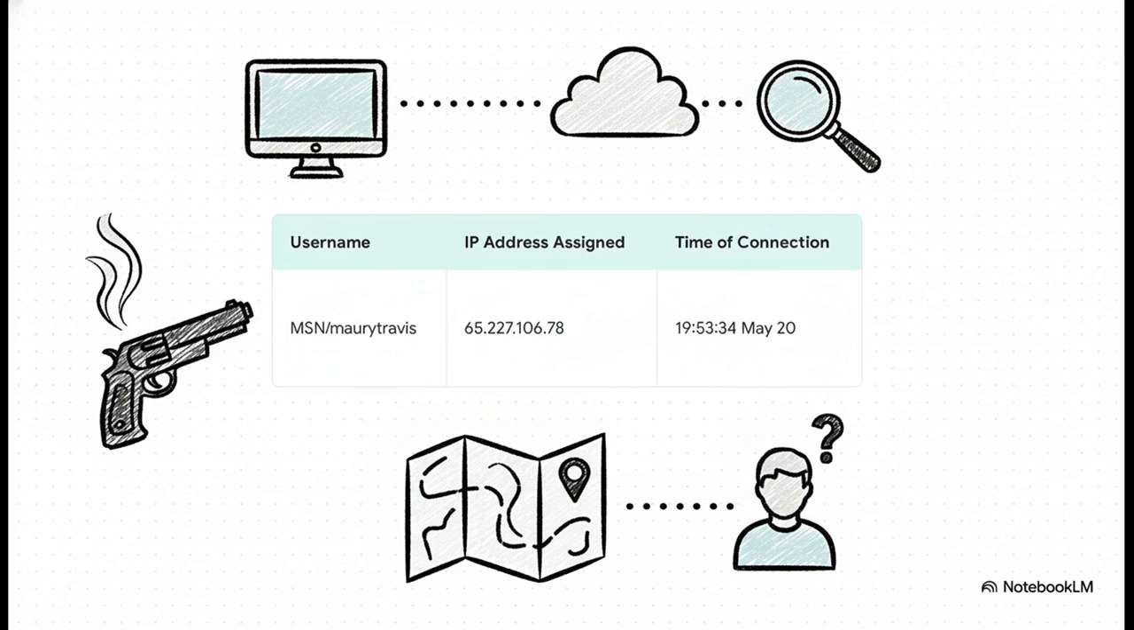And this is exactly how a digital action gets tied to a real person. In the investigation of the serial killer Maury Travis, police traced an Expedia map found in a letter from the killer back to a single IP address. They went to the internet service provider, who checked their authentication log. And boom, right there, it showed that the user account MSN/Maury Travis was using that IP address at that exact time. That was the link.